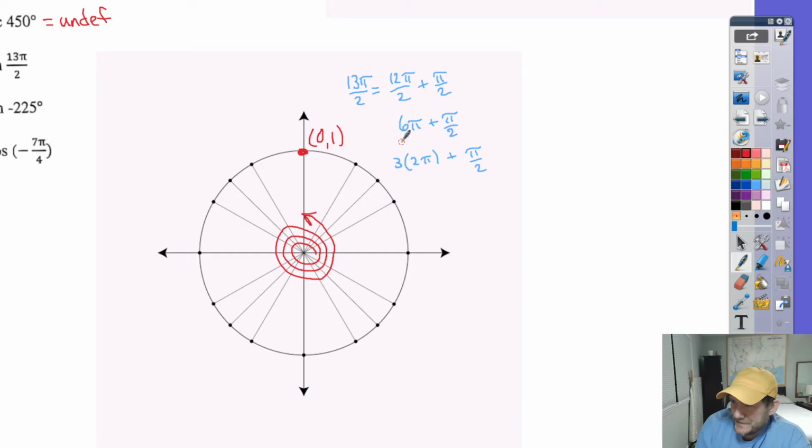But I hope that math made sense. Basically, I want to get rid of all those 2 pi's. I could subtract 2 pi, subtract 2 pi, subtract 2 pi. I'd be left with pi over 2. That's your thought process. Anyway, I'm sine. Sine is y. This is 1. And I'm done.